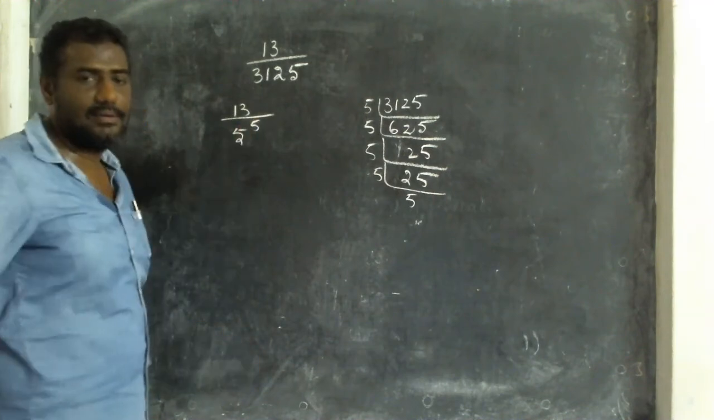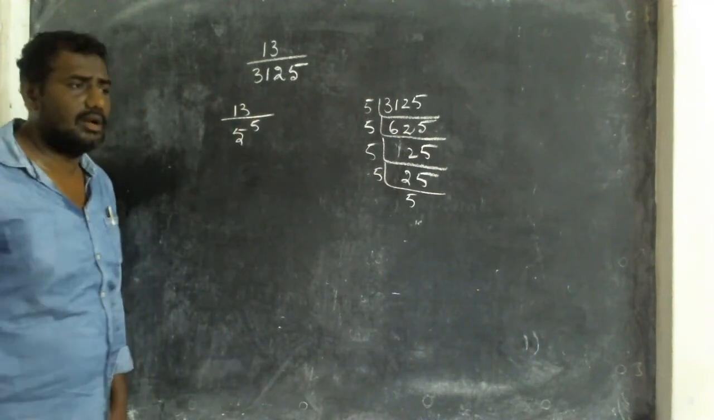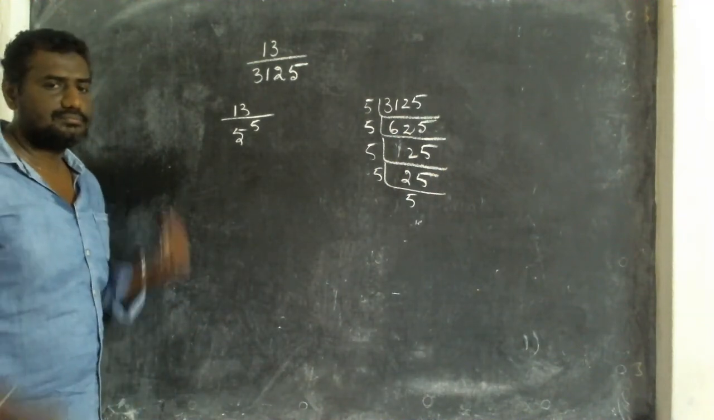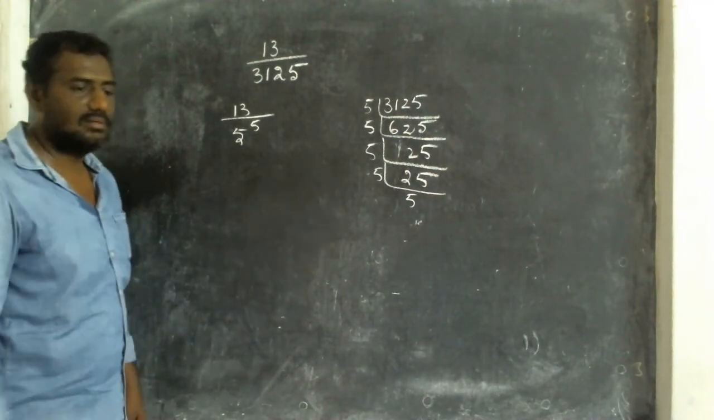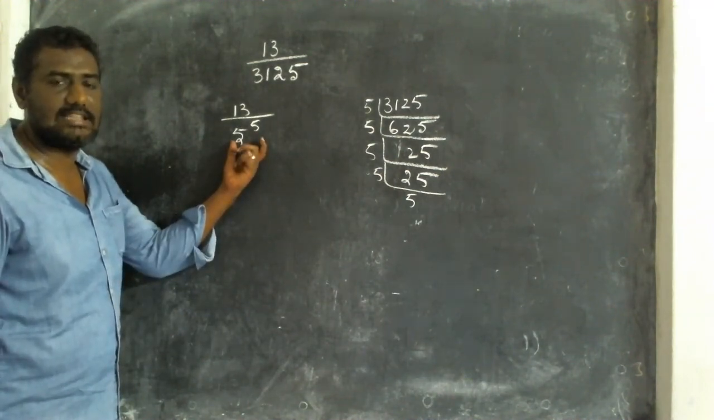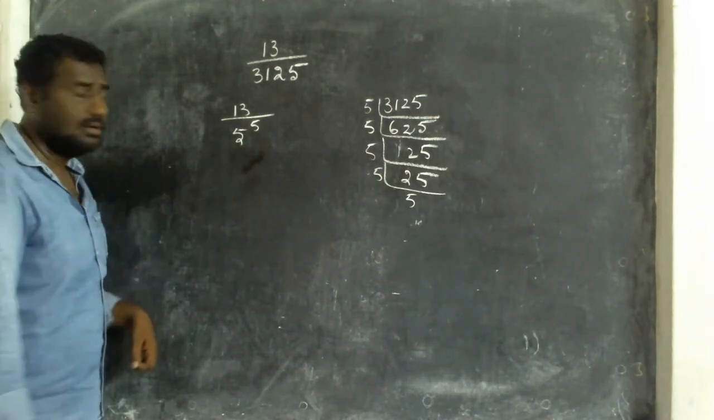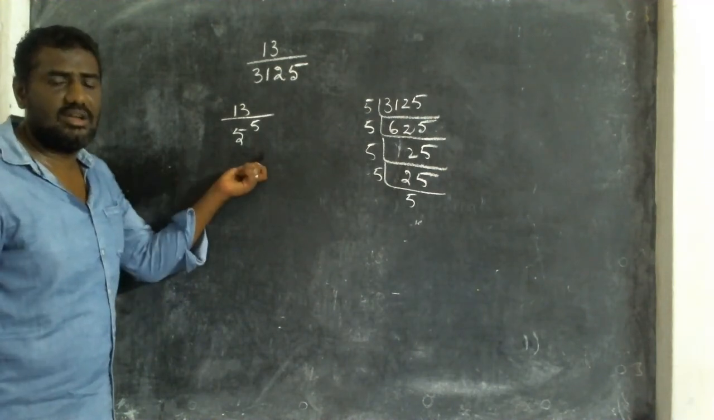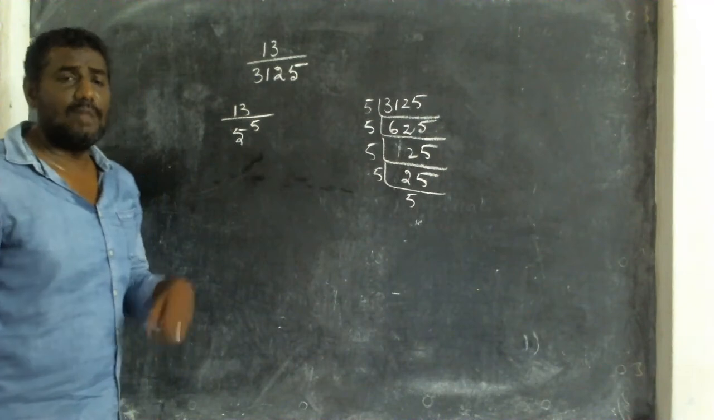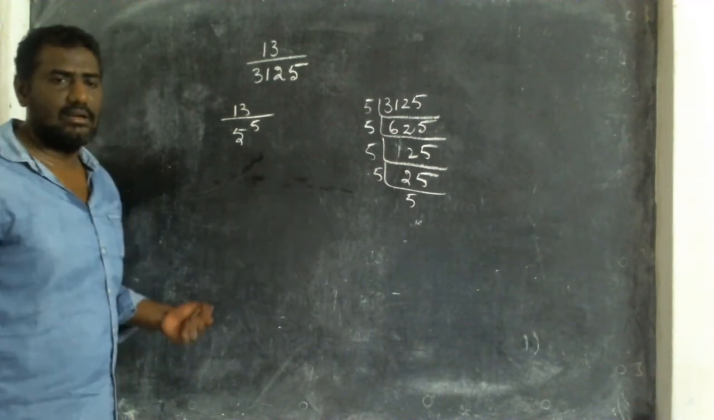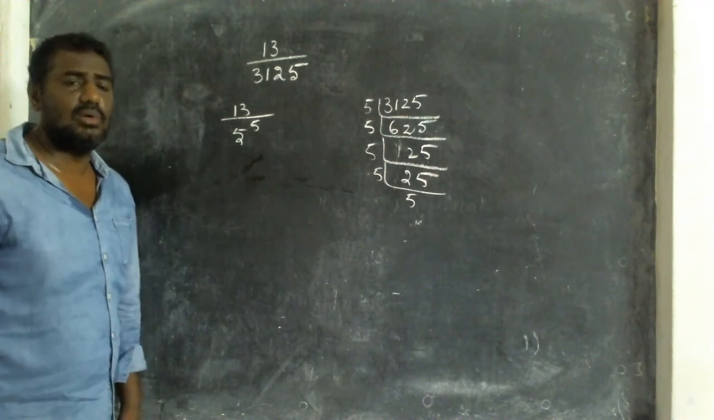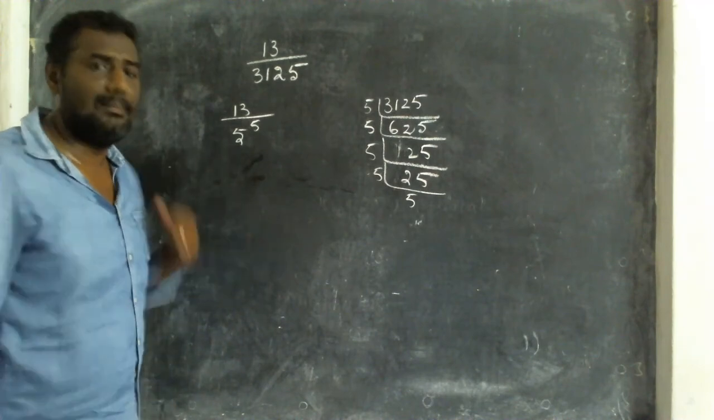5 power 5. Now is it terminating or non-terminating? It is terminating because we have only 5 powers. When only 5 powers are there, we can say it is terminating. Okay. Now you can write the step here: it is a terminating decimal because the denominator is in the form of 5 power n. Now if it is a terminating decimal, how to convert into the decimal form?